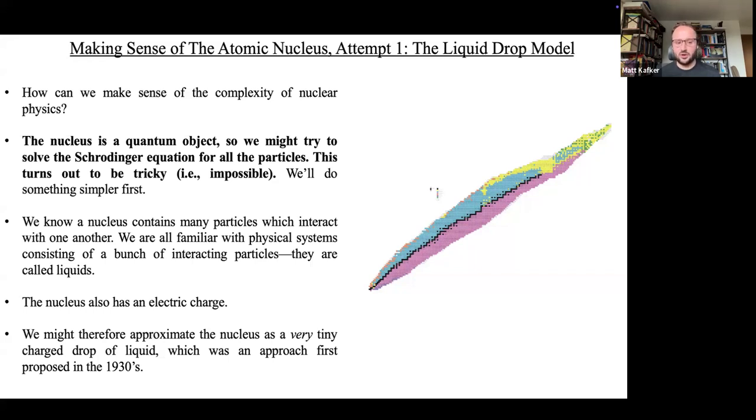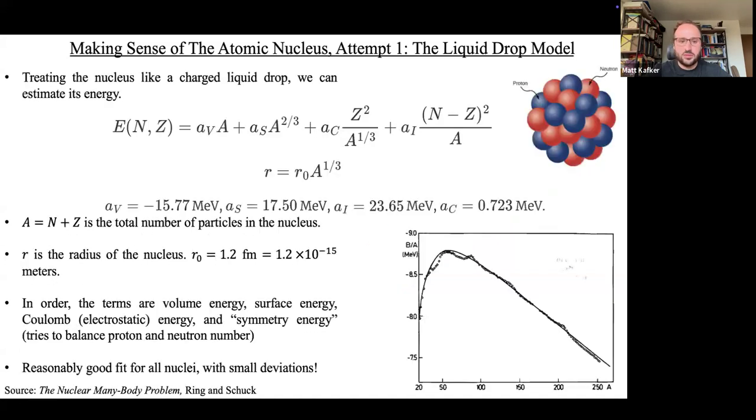The nucleus has a bunch of particles that interact strongly with one another. There are examples of things like this that we're familiar with. One example is a liquid. So the first thing we're going to start with is treating the nucleus as a drop of liquid. And it's also known that protons are charged, so the charged drop of liquid is one of the first approaches that people took to try and understand the behavior of nuclei. This is called the liquid drop model. It was first proposed in the 1930s, apparently. Okay, any questions before I dive into the details of this?